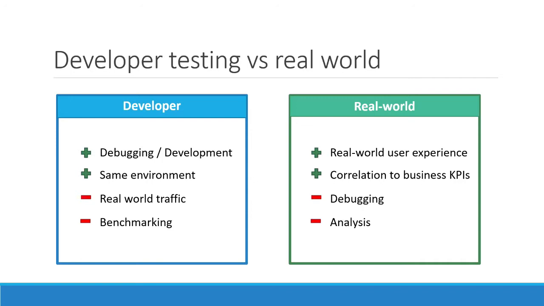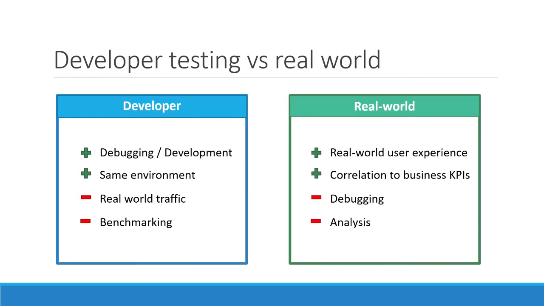On the other hand, with the real world, the plus is that we get the real world user experience, so we capture all that information. We can also correlate that to the business KPIs. For example, let's say you have Google Analytics or any analytics engine, and you measure some things about your users: your bounce rates, your session times, and things like that. For the same users, you can correlate that with the performance metrics and the overall experience that they have on your website, and you can draw some useful conclusions based on that.